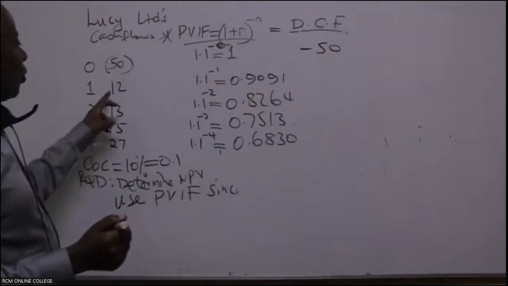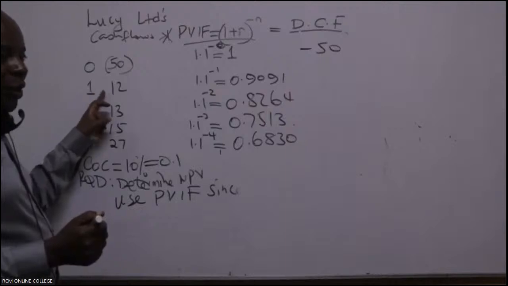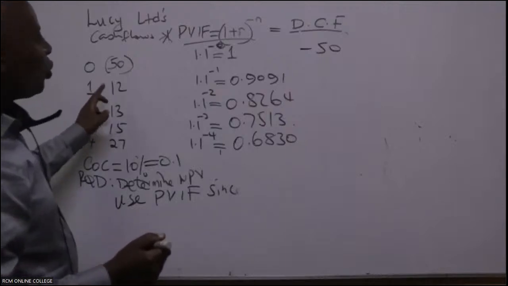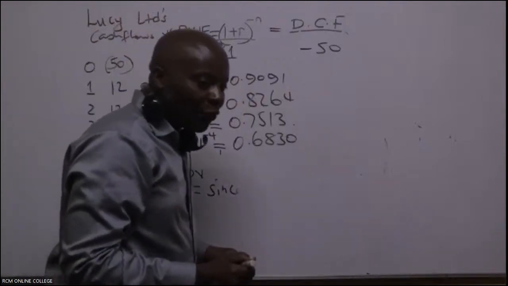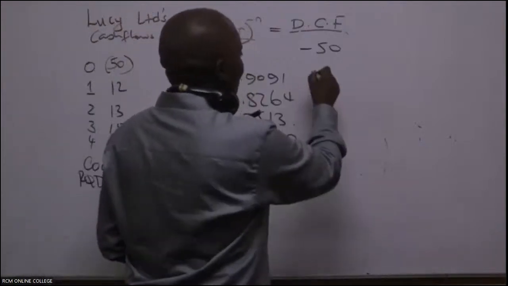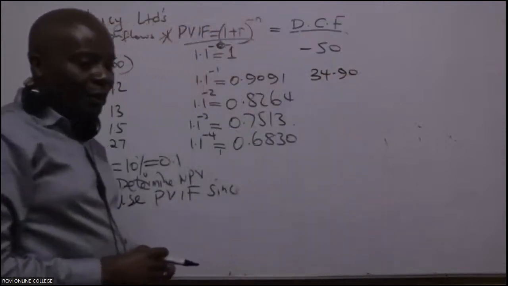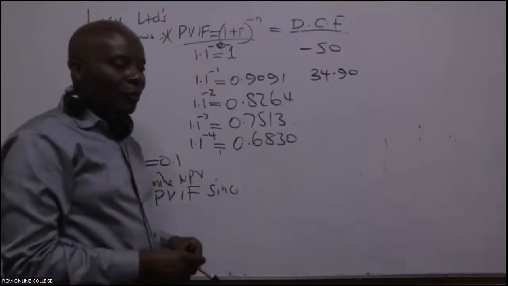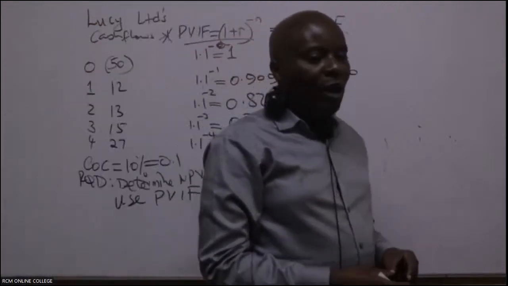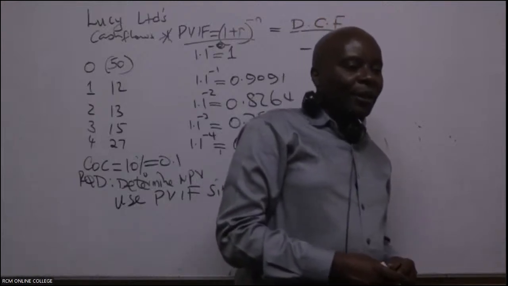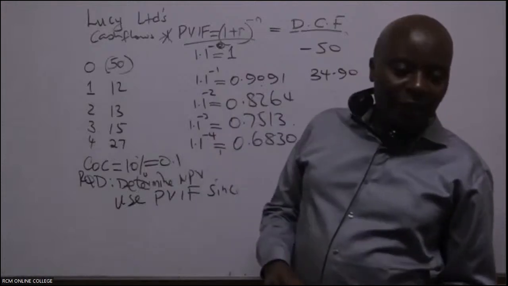How about the second one? The second one is 12 times 0.9091. We have from Lucy Allen 34.90. Please confirm whether this figure is correct. I would want to hear from many students. Is that figure correct? That is 12 times 0.9091.